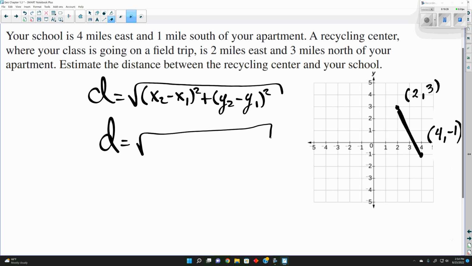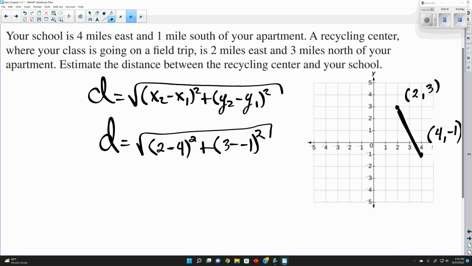Now for this distance formula here, the main thing we need are the x and y values. Because the first one is x2 minus x1, okay? What's one of the x values for these 2 points? 2. Minus, the other one is 4. Because the x values are always going to go first. So we have 2 minus 4 squared. Plus 3 minus negative 1 squared.